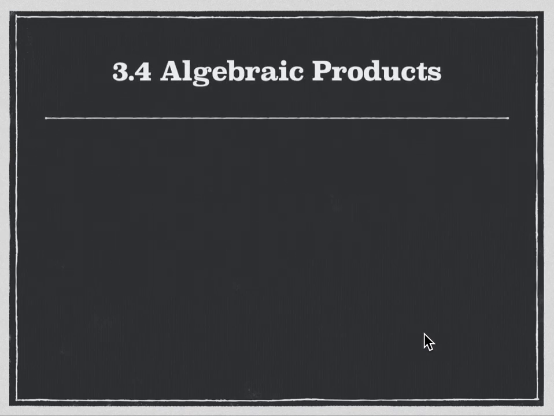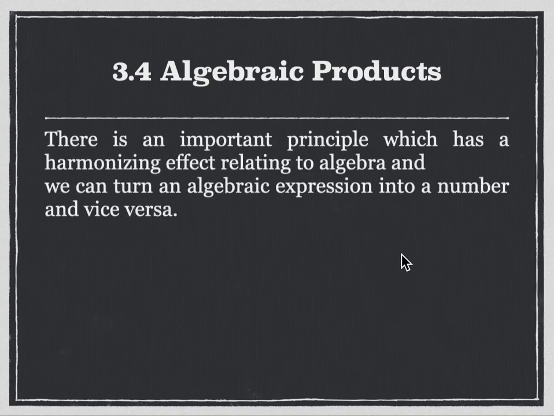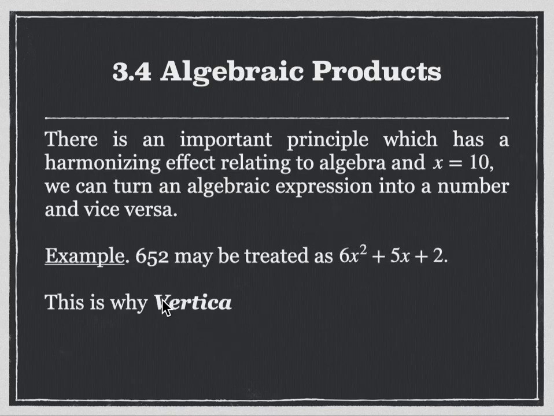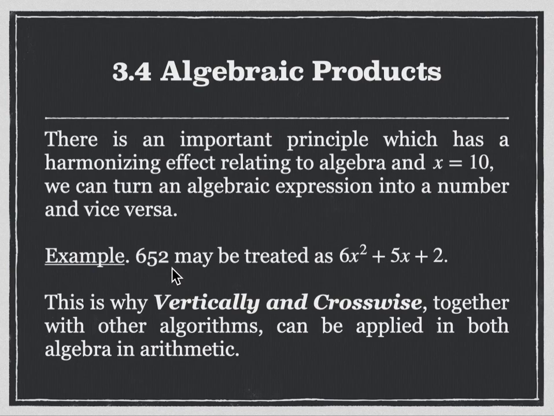So this is an important principle which has harmonizing effects relating to algebra. Whenever we put x as equal to 10, we can turn an algebraic expression into a number and vice versa. So this is somehow like a proof of how things happen also in algebraic products. So for example, we have 652. It may be treated as 6x squared plus 5x plus 2 when x is equal to 10. So this number is equal to this expression whenever x is equal to 10.